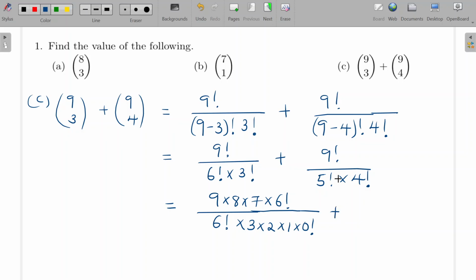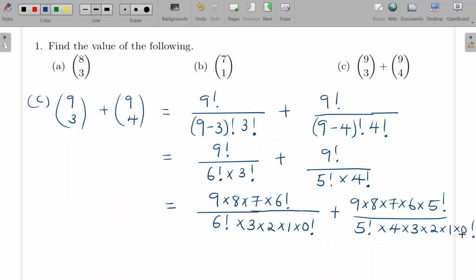Okay, then plus, this side I'm going to have 9 times 8 times 7 times 6 times 5 factorial over 5 factorial times 4 times 3 times 2 times 1 times 0 factorial. Okay, so you're going to cancel the 6 factorial. 6 factorial will go, the 5 factorial will go, the 5 factorial will go, and then now you have this is the same as 1.